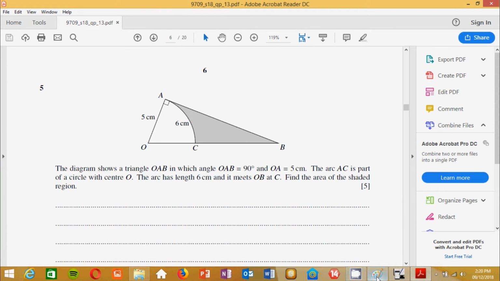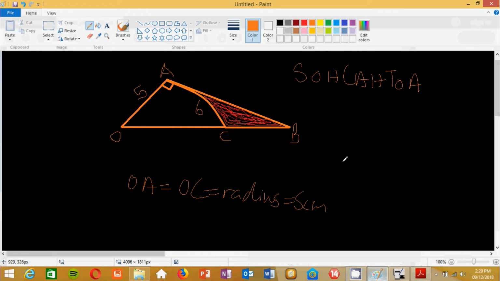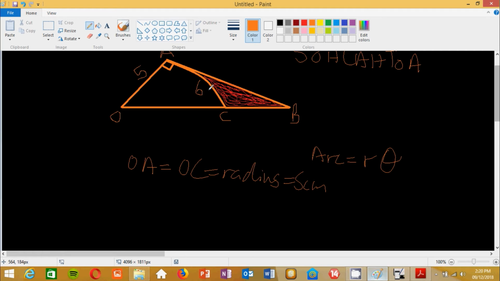The arc has a length of 6 centimeters. How do you find the length of an arc? Remember that the length of an arc is equal to the radius multiplied by theta. So if the arc is 6 centimeters, then 6 centimeters is equal to 5 multiplied by theta, which implies that theta is equal to 1.2 radians.